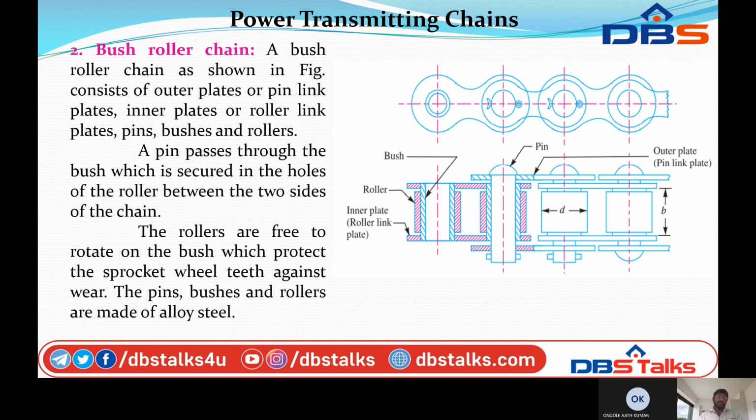Roller links, inner plates are roller link plates, pins, bushes and rollers. The pin passes through the bush which is secured in the hole of the roller between the two sets of the chain. The rollers are free to rotate on the bush, which protects the sprocket wheel teeth against wear. The pin, bushes and rollers are made of alloy steel.